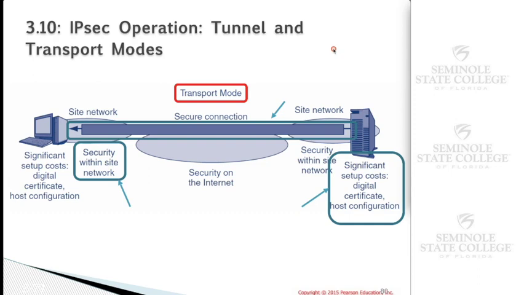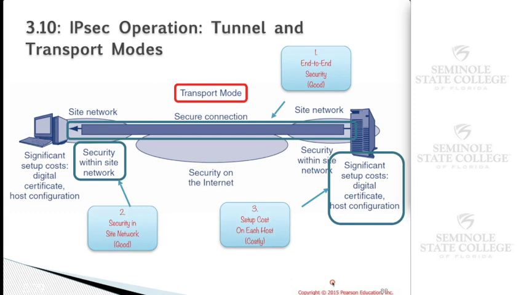Okay, let's talk a little bit about IP security. There are two modes: tunnel mode and transport mode. Let's take a look at those, and it's fairly simple. As you can see, in transport mode it's end-to-end security. This is really good. Why? Because security in the site network is good. So when you go through the internet, you are already secure, but as you reach the site where you're trying to get to, you are secured there as well. So the tunnel exists all the way through to the machine. That's the transport mode.